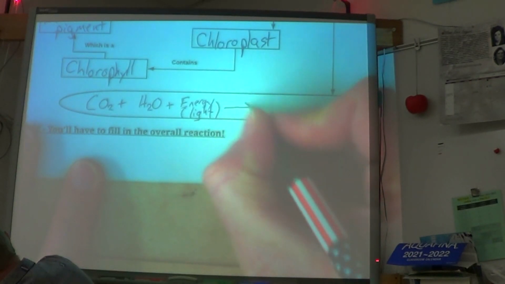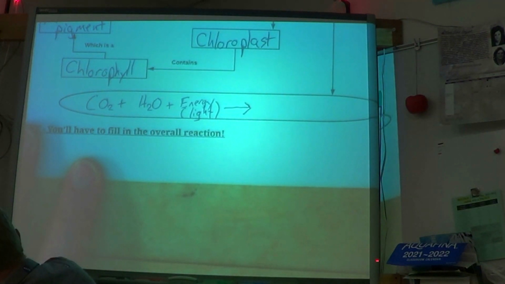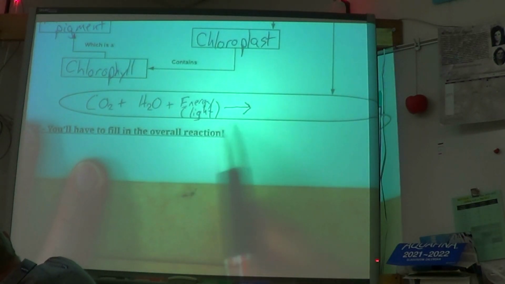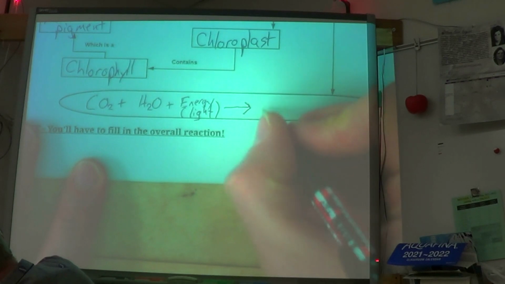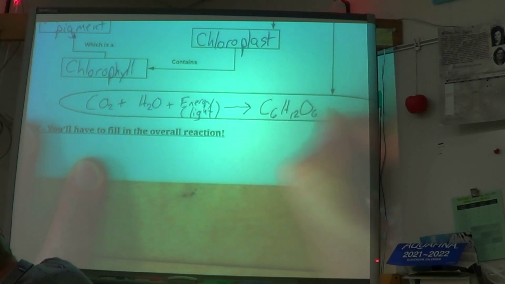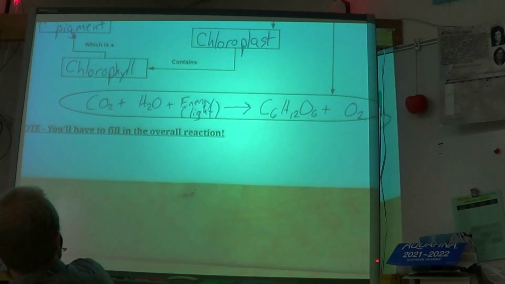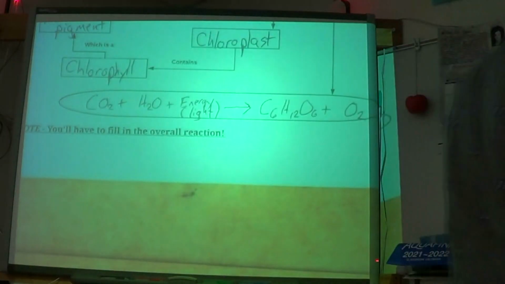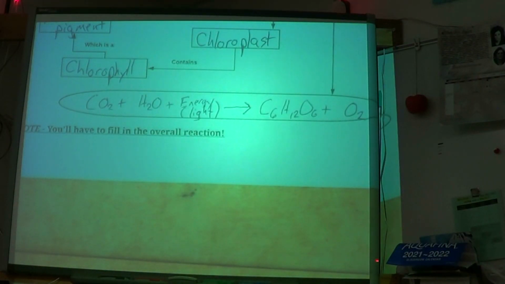It's going to give us a chemical reaction. In order for this chemical reaction to occur, the arrow, I need those three things. And if those three things are present, a chemical reaction will occur, and I will produce glucose, C6H12O6, and I'm going to leave a little space, and O2.